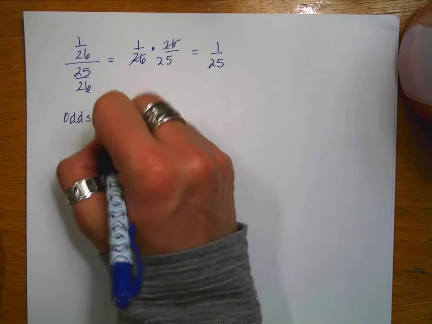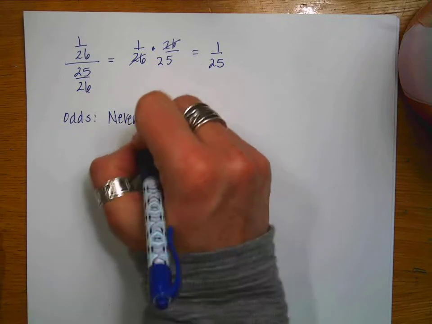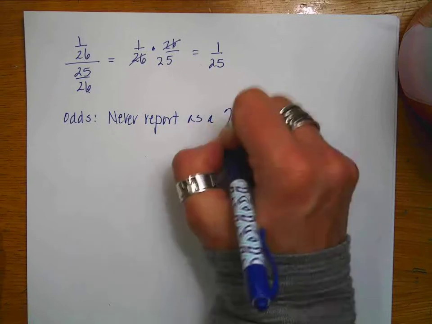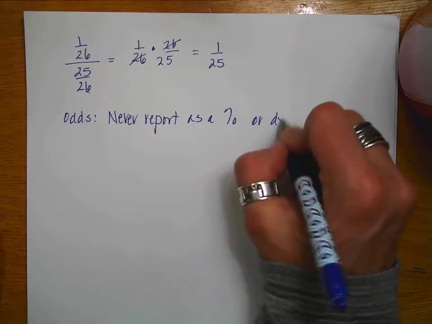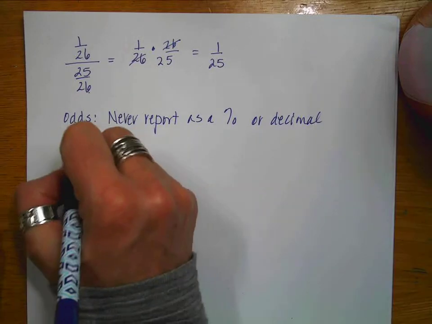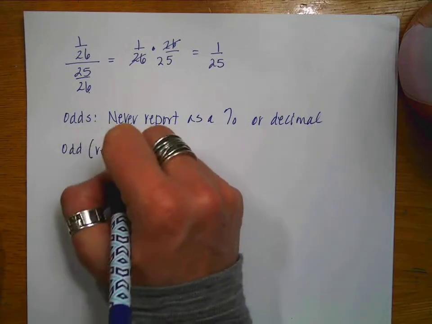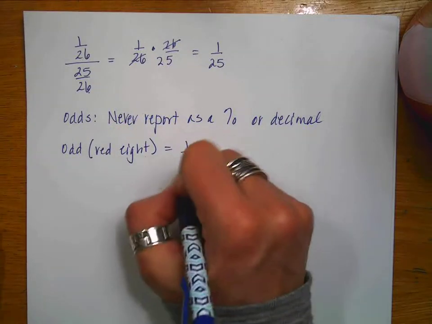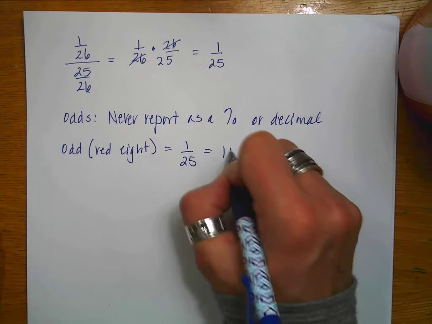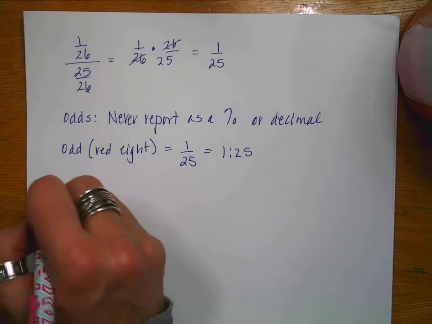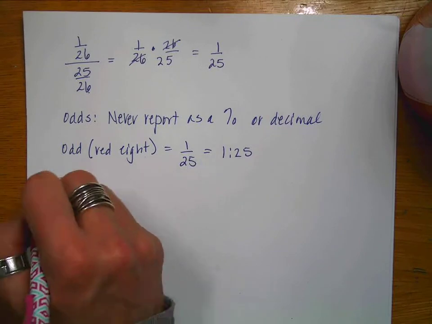So the interesting thing about odds is that we never report them as a percentage or a decimal. So I would say that the odds of getting a red 8 are going to be either 1 out of 25 or 1 to 25. So that would be the way that we would report that answer.